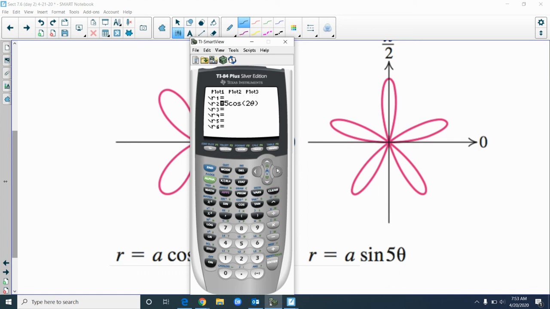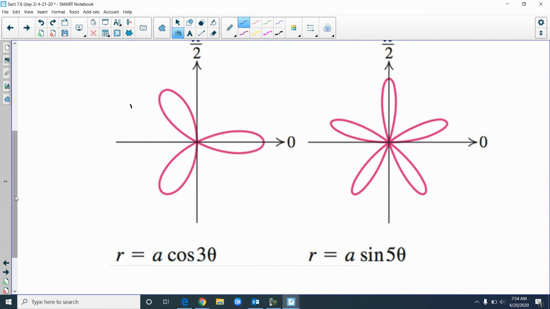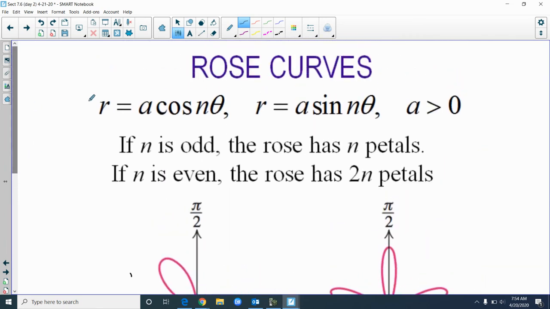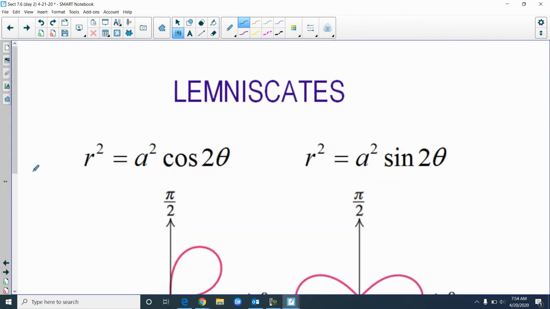Let me clear this one out. And then if I make this one 5 theta, I'm going to get 5 leaves. An odd number, you get that number of leaves. An even number, you double those leaves. So in this case, if I make it 4, you're going to end up with 8 leaves. Pretty cool stuff with your polar graphs. And those are called rose curves.